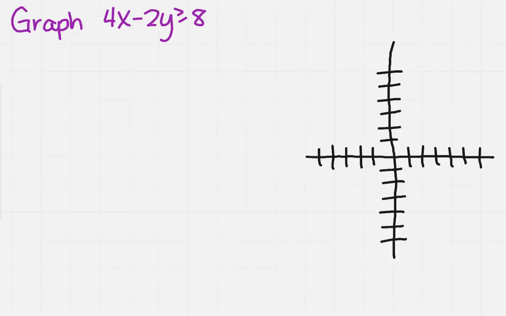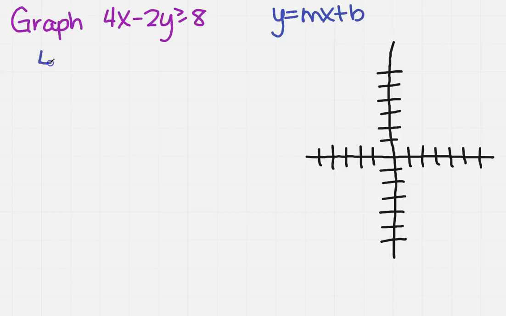We want to look at how to graph inequalities. And so what that means, its only difference is that we're going to have some kind of shading when we graph an inequality. Now, the easiest way is if we put it in that y equals mx plus b form, it will make it very simple to graph the line.